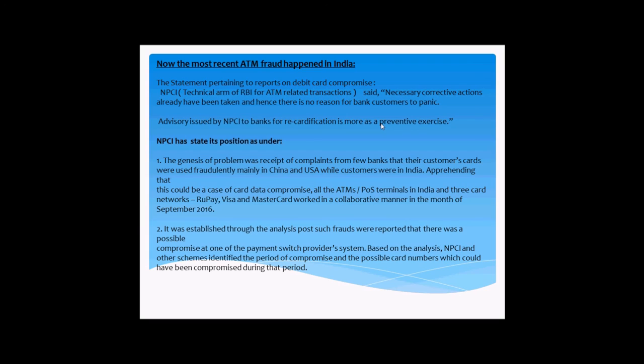The first statement they have given shows that this fraudulent transaction is mainly coming from the US and China, and predominantly from China. They are doing all the auditing with the help of Visa and MasterCard, because these are the three major players: RuPay, MasterCard and Visa. So they are doing the audit with the help of all these networks.